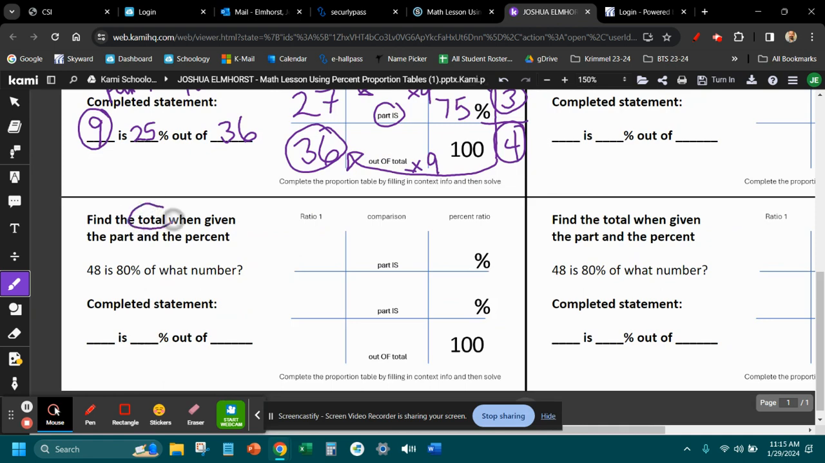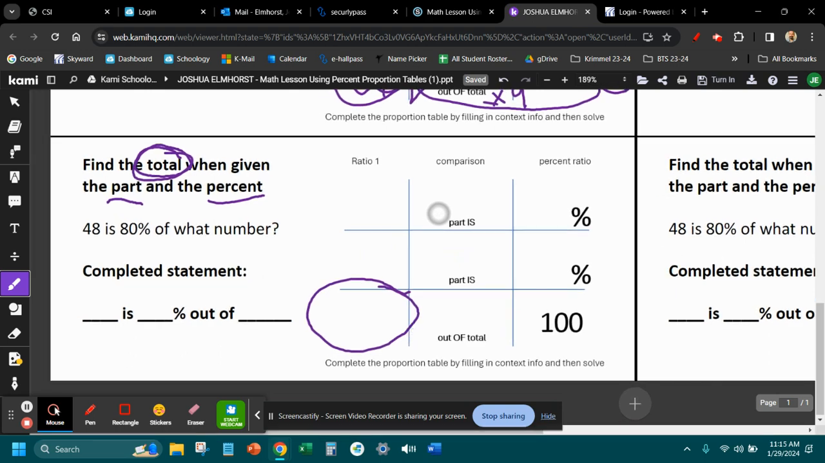And now we need to find the total when given the part and the percent. So using the tic-tac-toe board, it says find the total. So go ahead and circle that part of the tic-tac-toe board. So we're looking for the total, but we are given the part and the percent. So is 80% the bigger or smaller number out of 100? So we can say this is the larger percent, 80%.